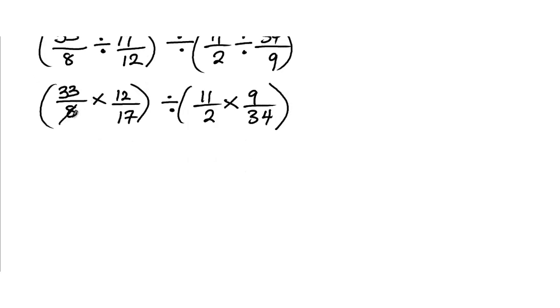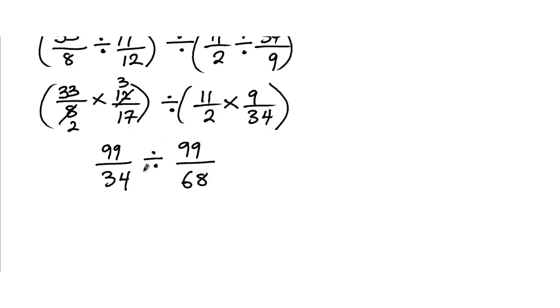So let's see. 4 in 8, 2. 4 in 12, that is 3. So 33 times 3 will give us 99. So that will give us 99 over 2 times 17. That is 34. Then divided by, if you look at this, 2 cannot go in 9. So 11 times 9, that is 99 over 34 times 2.